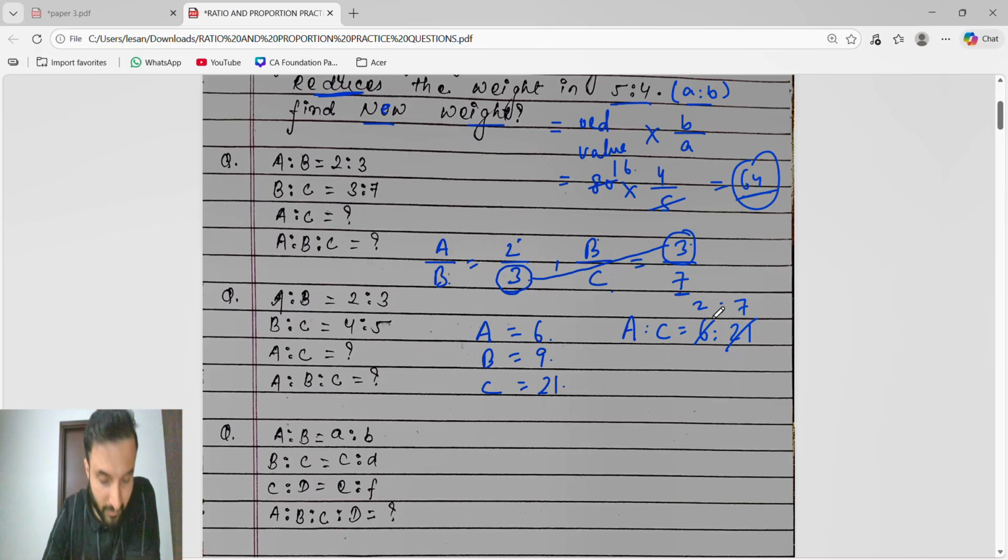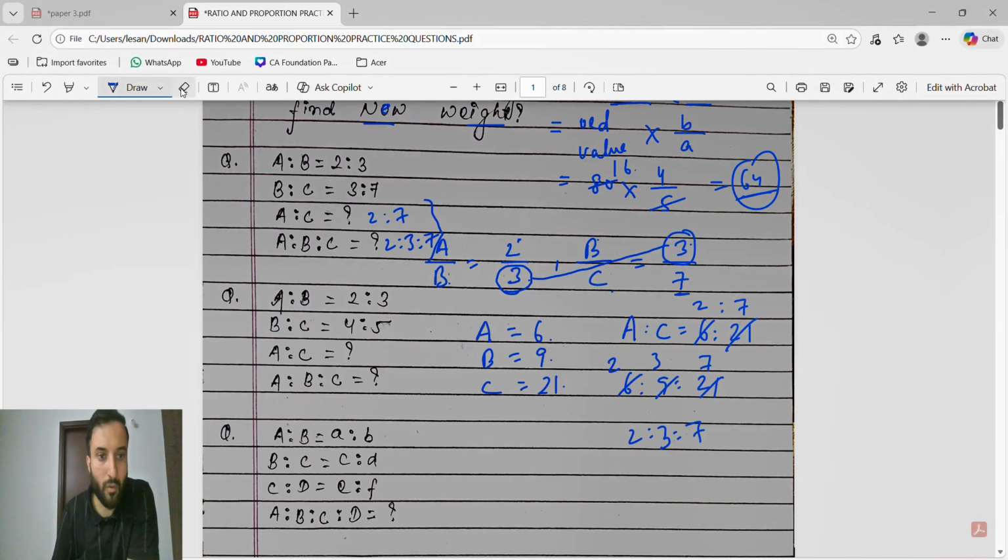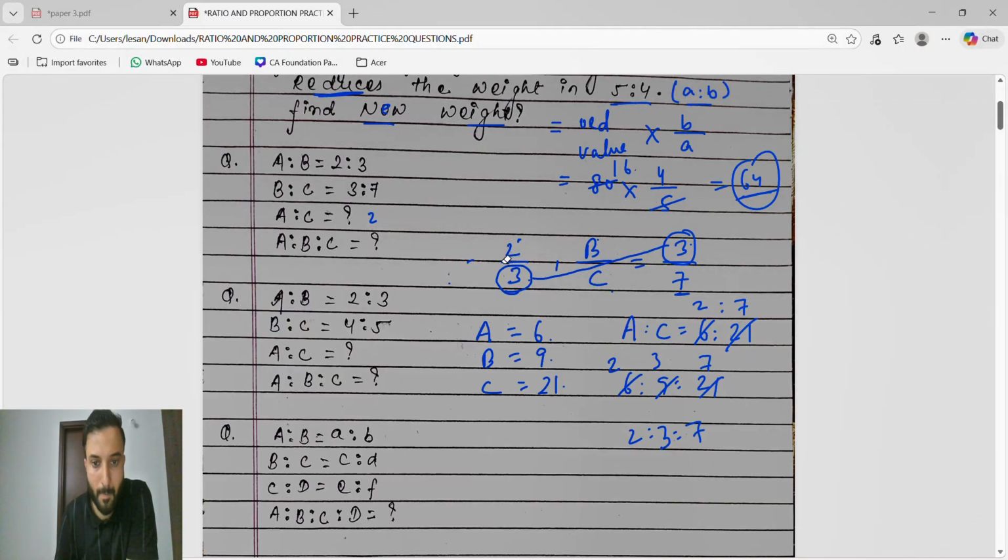Now a is to b is to c is 6 is to 9 is to 21. It will get cancelled by 3. 3 2 the 6, 3 3 the 9, 3 7 the 21. So the answer is 2 is to 3 is to 7. Okay. A is to c is what? 2 is to 7. A is to b is to c is 2 is to 3 is to 7. Finish. Now next we will see the same thing.